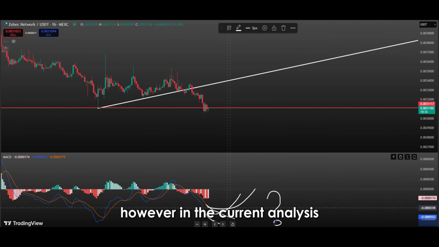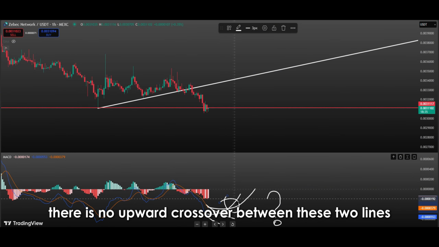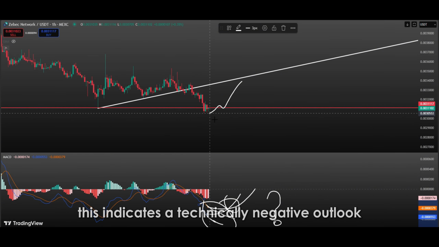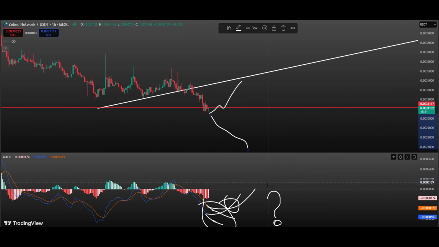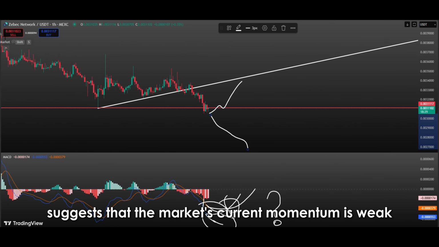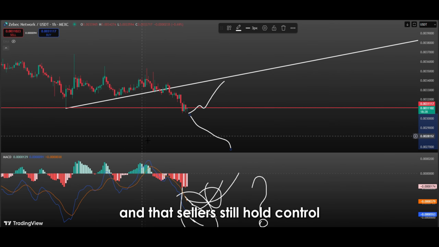However, in the current analysis, there is no upward crossover between these two lines. On the contrary, the MACD line is below the signal line and is trending downward. This indicates a technically negative outlook. At present, the MACD line is clearly trending downward. This trend suggests that the market's current momentum is weak and that sellers still hold control.